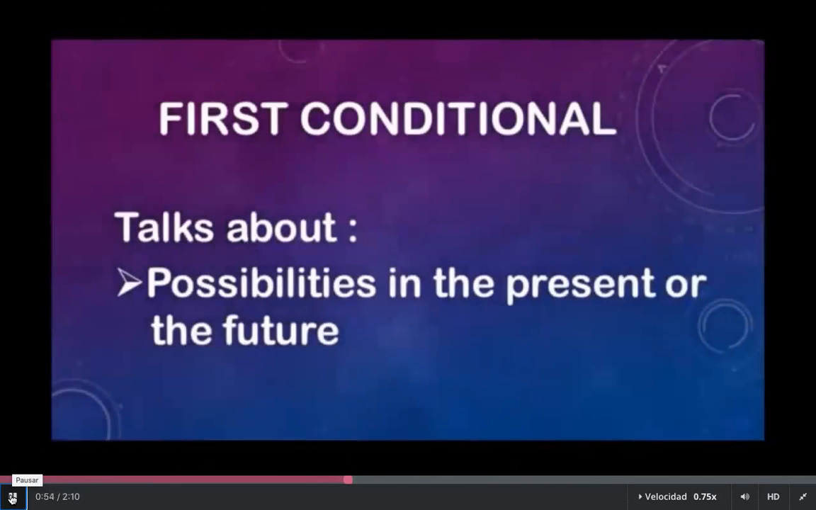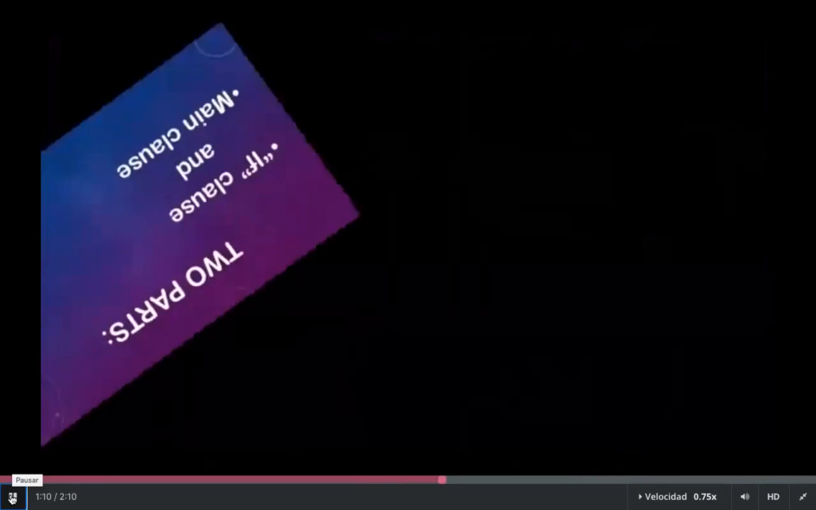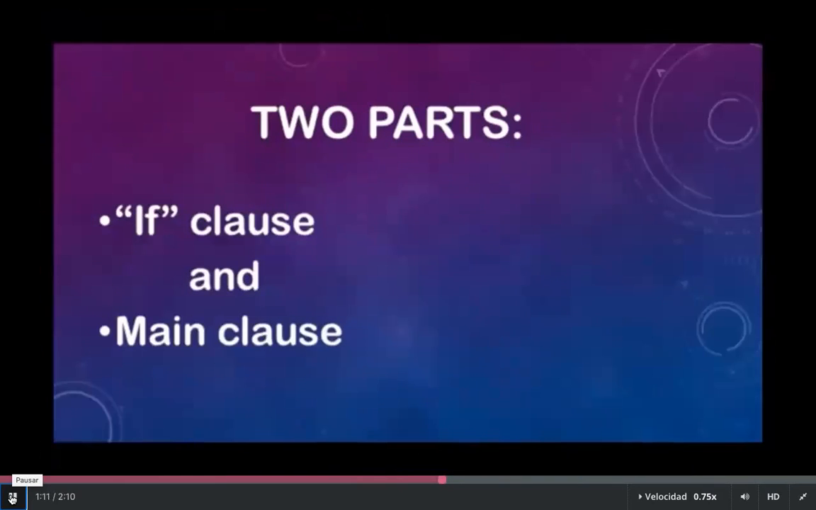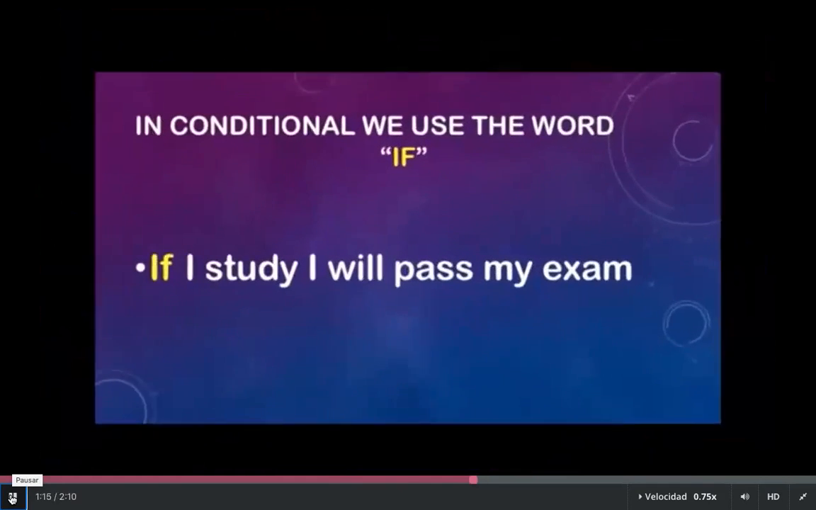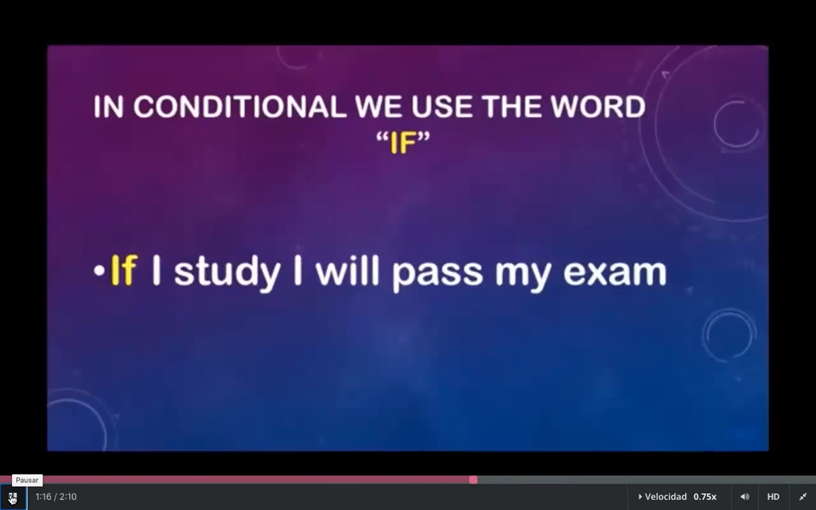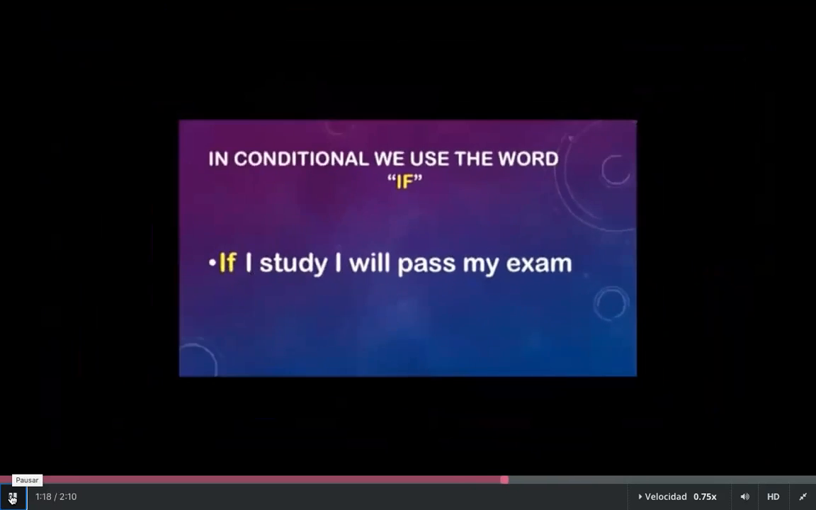The first conditional is a structure used for talking about possibilities in the present or the future. We will explain how this conditional is formed and when it is used. We will divide it into two parts, the if clause and the main clause. In conditionals, we use the word if. So we say, if I study, I will pass my exam.